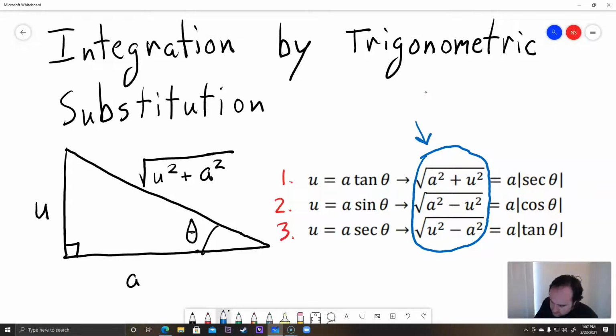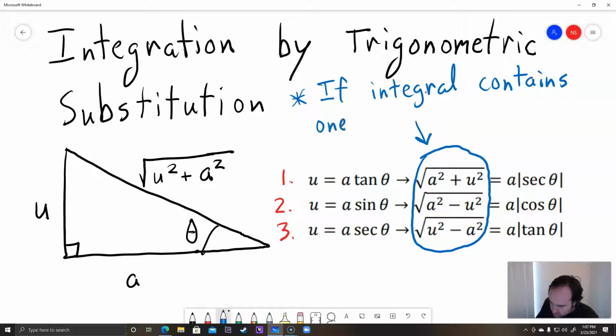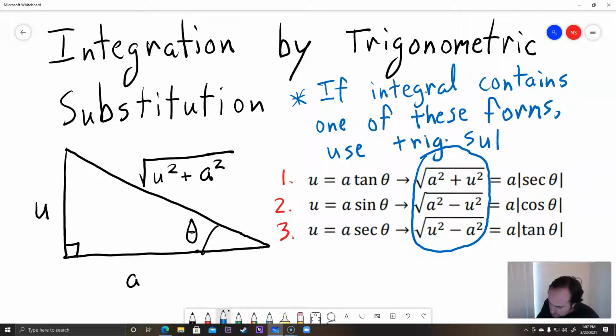Okay? So if your integral contains any one of those forms that I circled in blue, use trig substitution. Use trig substitution, trigonometric substitution.